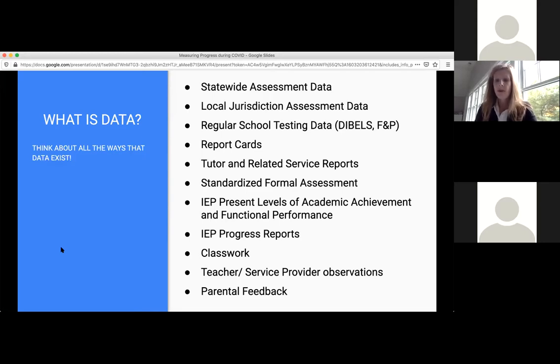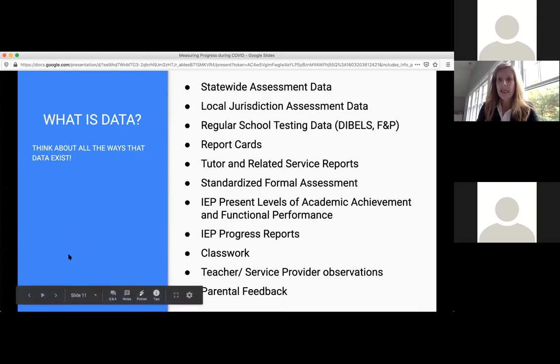So starting up at the top, we have statewide assessment data. These are the learning goals for what all students in your state should know and should be able to do at each grade level. It's important to have an understanding that these are out there, especially if you're feeling like your goals are not appropriately ambitious or they're not challenging. You can always take a look at these state standards and then look at what your child's goals are and say, hey, wait a minute, can we try to backward map some of the skills that my child needs? Because look at what the standard is.